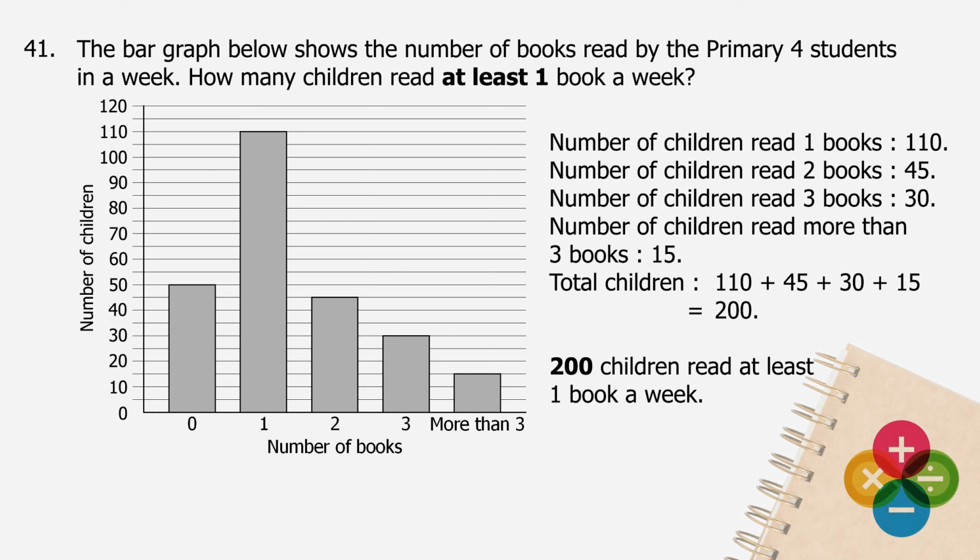The number of children who read 1 book a week will be 110. The number of children who read 2 books a week will be 45. The number of children who read 3 books a week will be 30. The number of children who read more than 3 books will be 15. The total number of children who read at least 1 book will be, add 110 to 45, to 30, to 15, and the sum is 200. The number of children who read at least 1 book a week will be 200.